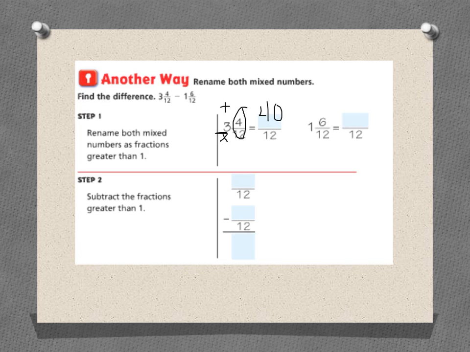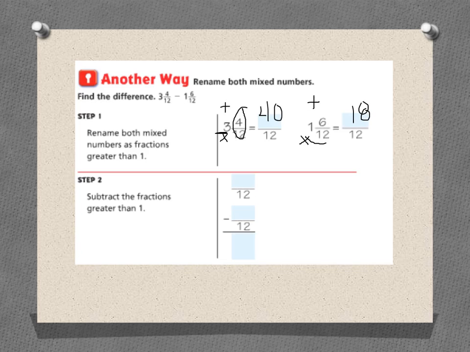Okay, now I have 1 and 6/12. Well, I want to change that 1 into 12s. And I know 1 whole is the same thing as 12/12. So that's 1 whole times the 12/12. So I'm multiplying 12 times 1. Plus, I have to add to that the 6/12 that I already had. So 12/12 plus 6/12 is 18/12.